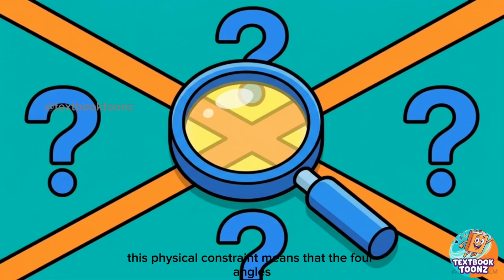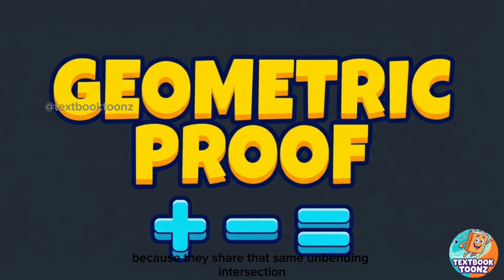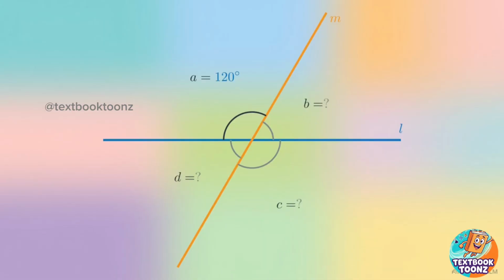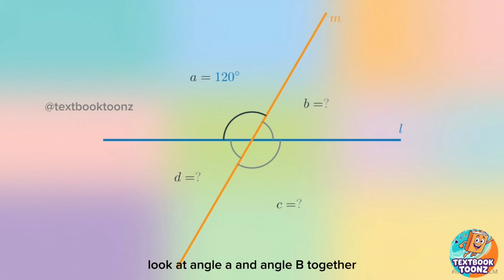This physical constraint means that the four angles at the center are not random sizes. Because they share that same unbending intersection, their measurements are linked by a logic we can prove using simple arithmetic. Let's test this by assigning a value of 120 degrees to angle A. By knowing just this one measurement, we can use the geometry of the lines to determine the values of the three remaining angles. Look at angle A and angle B together.